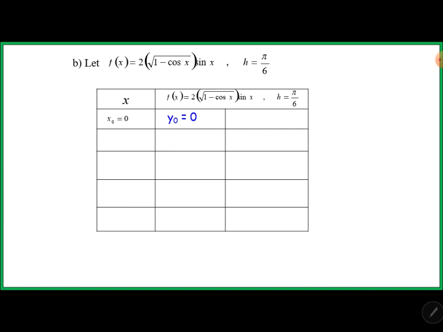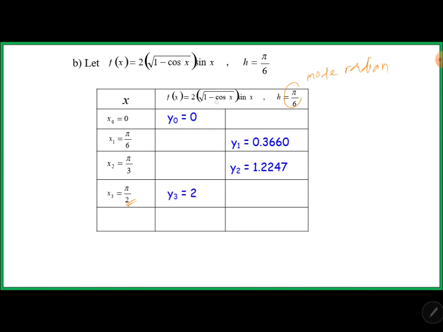And then x1 should be 0 plus pi over 6, which is pi over 6. So y1, we put on the second column. Remember that we have to use mode radian. Why? Because the value of x here is in radian. Pi means that it's in radian. And then x2 is equal to pi over 3. So y2. And then x3 should be pi over 2, because the n is equal to 3, right? So this is the upper limit, pi over 2. Should be the same as the question.